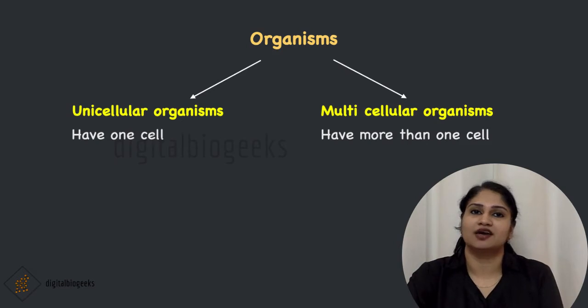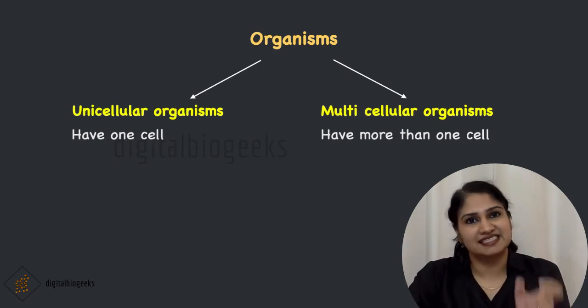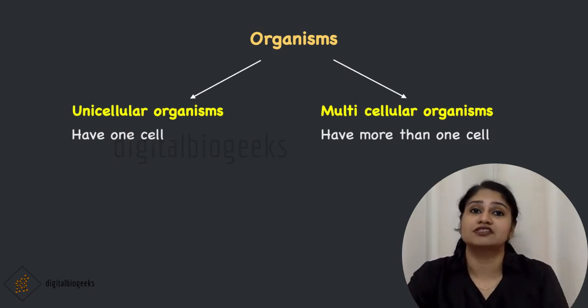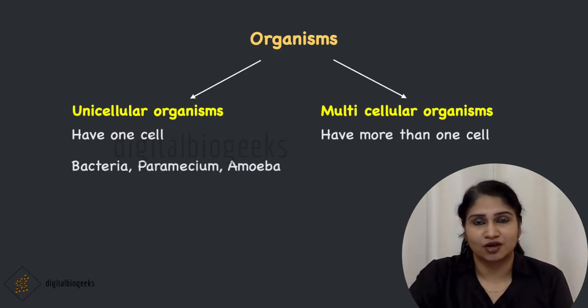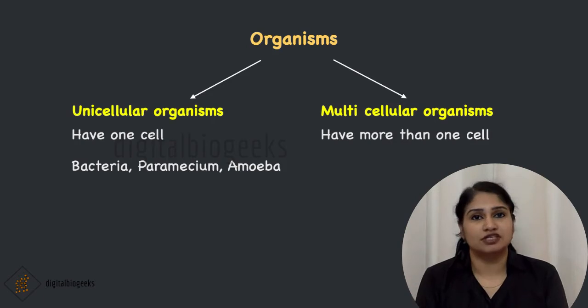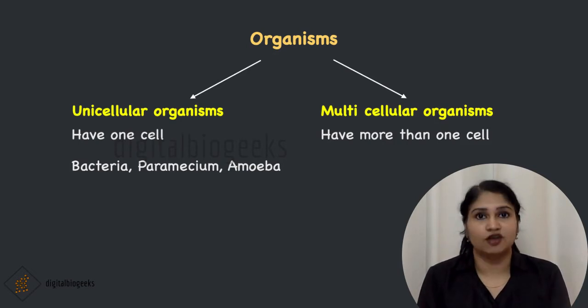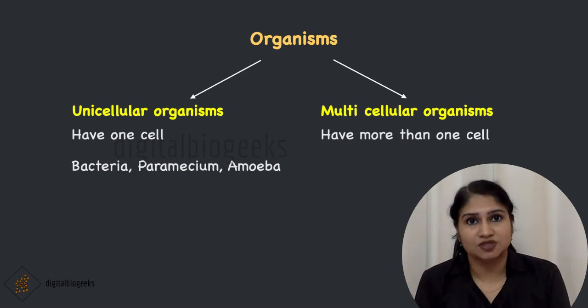In unicellular organisms, a single cell performs all the functions of the body. For example, amoeba is a unicellular organism and all the functions of amoeba's body are performed by a single cell, like movement, intake of food, which is known as endocytosis, digestion and excretion.